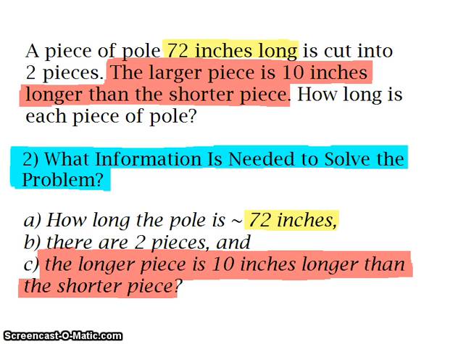What information is needed to solve the problem? Well, we need to know how long the pole is, which is 72 inches. Also, we know that there are 2 pieces of the pole, and that the longer piece is 10 inches longer than the shorter piece.